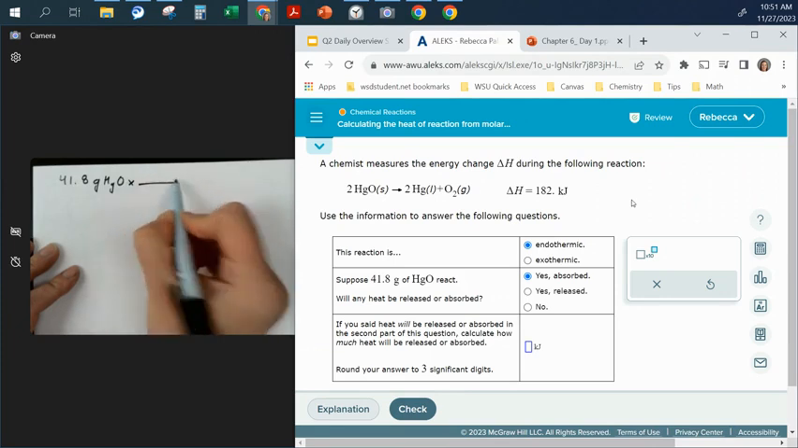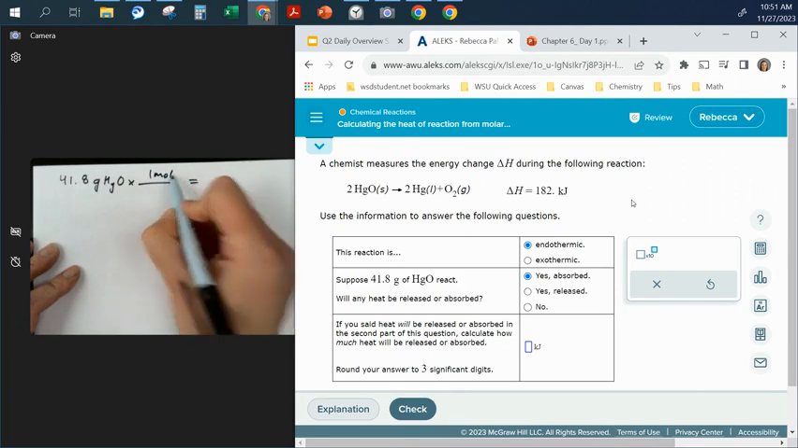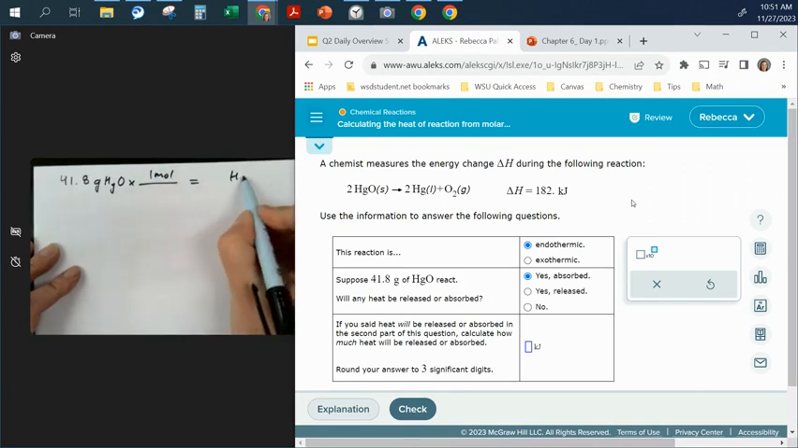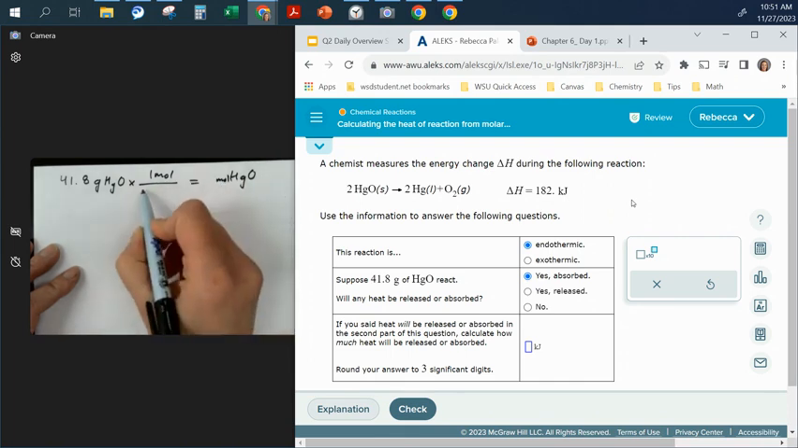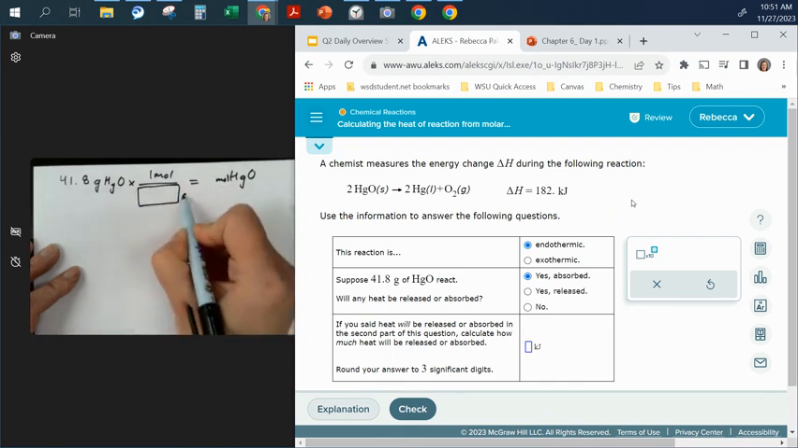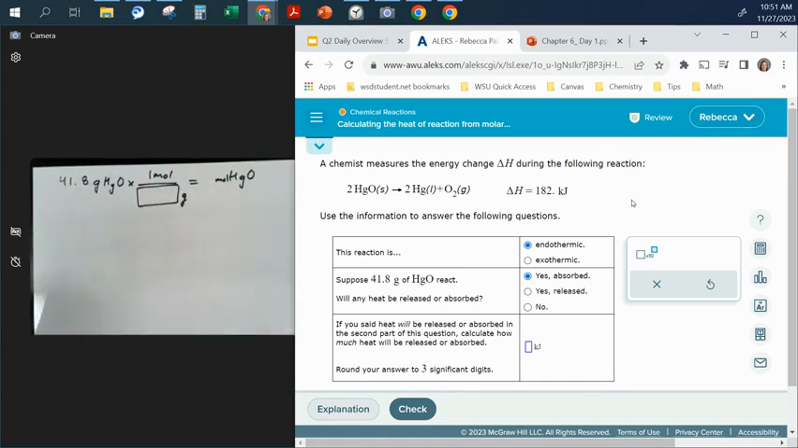What's our first step? Moles on top. Yep, we need 1 mole for how many? We need to figure out moles of mercury oxide. See the molar mass. Good, so we need the molar mass. So we need to figure that out. Moles on top, because for the molar mass, it's only per 1. Yep.